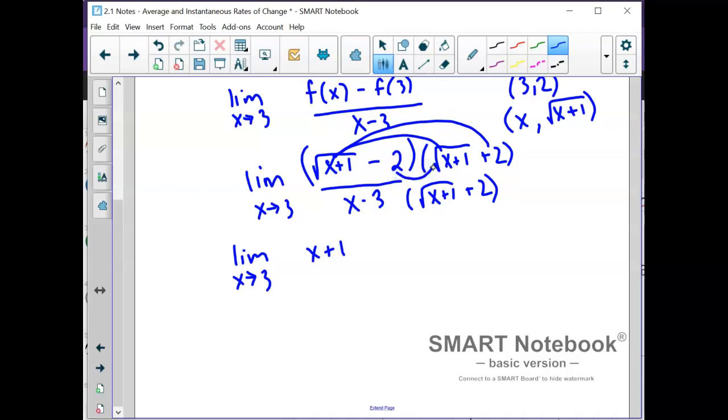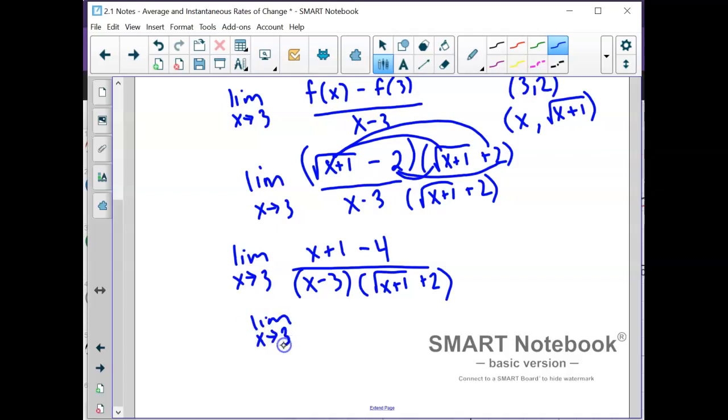Those values are going to cancel out, and then we'll have minus 4 over x minus 3, and this needs some parentheses around it, times the square root of x plus 1 plus 2 here. And of course, x plus 1 minus 4 is x minus 3. So we've got the limit as x approaches 3 of x minus 3 over x minus 3 times the square root of x plus 1 plus 2. Our x minus 3's here will cancel.